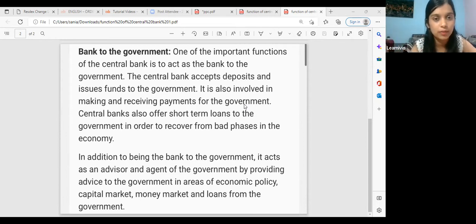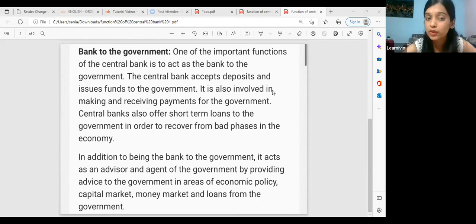I'll go to a commercial bank and say that this person will be depositing this amount to me. Or if I want to withdraw an amount, like if I want to give money to someone else, I'll go to the commercial bank and fill a form or something like that. Everything will be done. But if the government wants to take money from someone, or give its money to someone, they will go to the central bank.